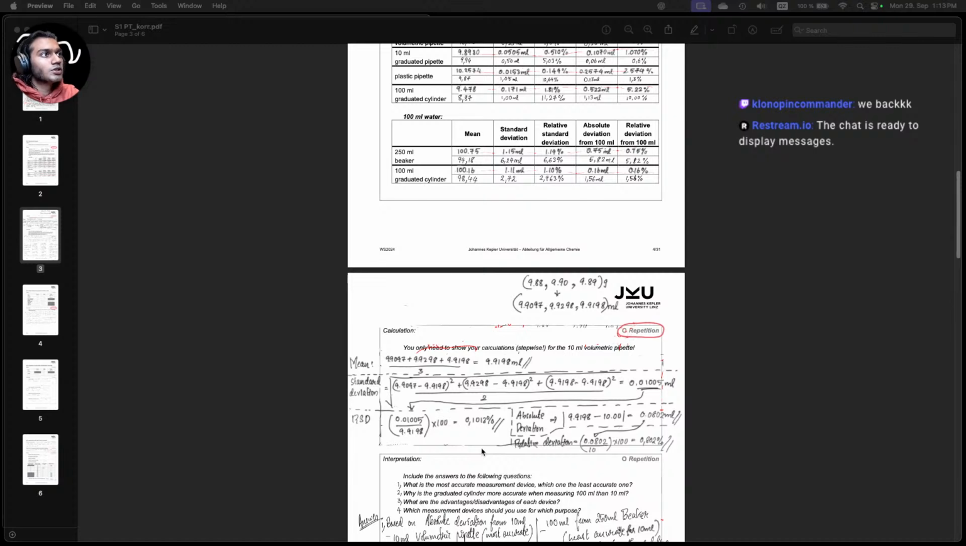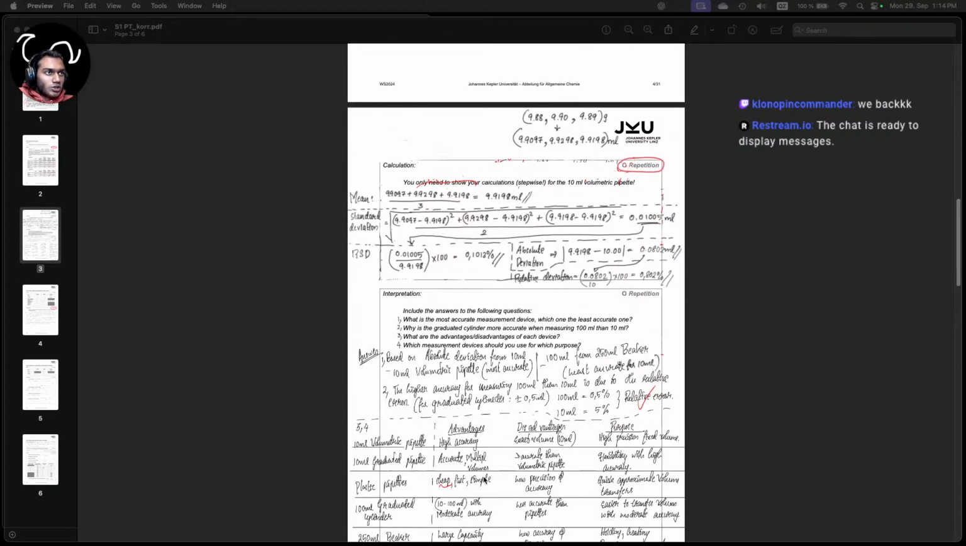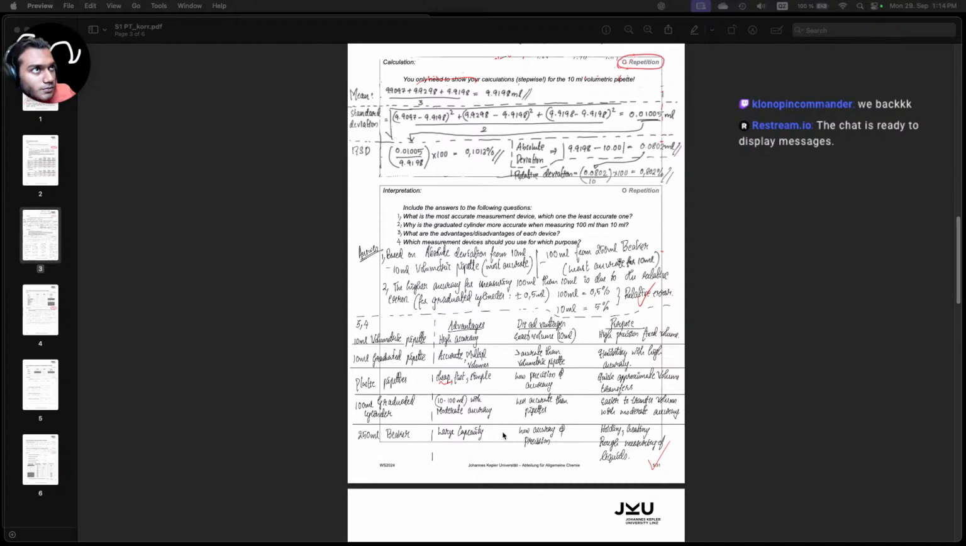Absolute deviation is mean minus the theoretical volume. Relative deviation equals absolute deviation by 10 into 100, or relative deviation equals absolute deviation times 10. So it gets to the percentage. Oh, I should remember these.